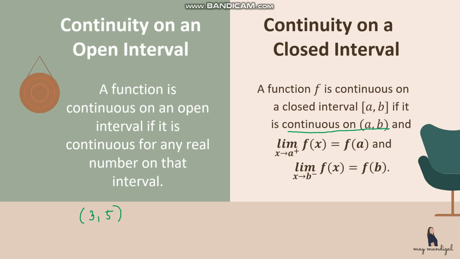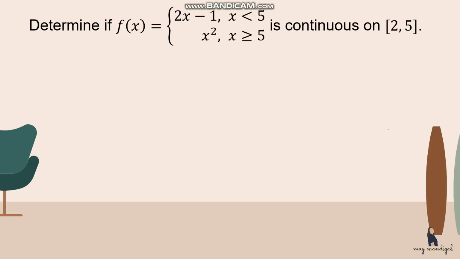First, you check if it's continuous on the open interval (a, b). Next, you get the limit of f of x as x approaches a from the right and check if it's equal to f of a. And then last, get the limit of f of x as x approaches b from the left, and it should be equal to f of b.